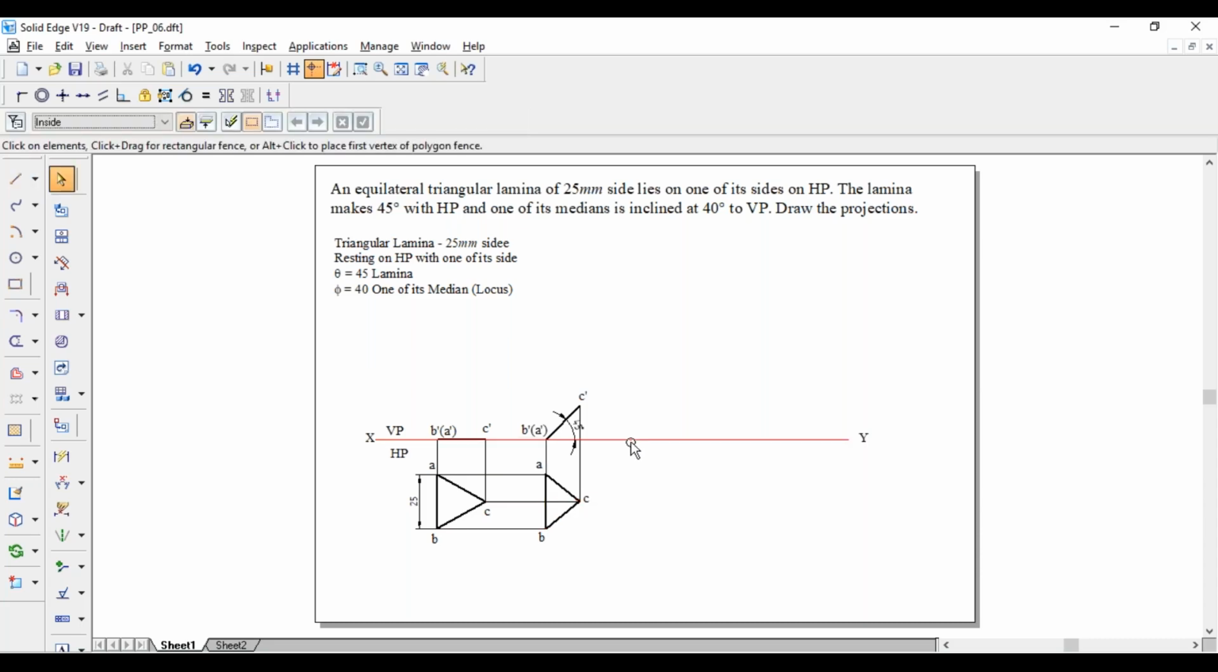This completes the second position. Moving to the third position, what he has mentioned is that one of its medians has to make an angle of 40 degree with respect to VP.